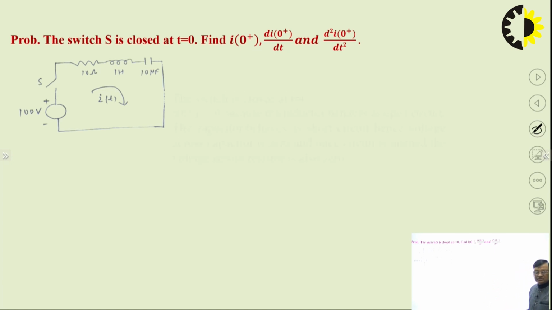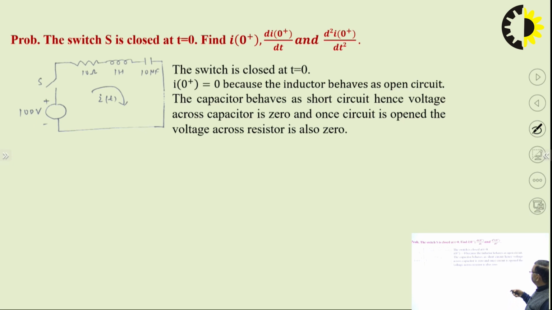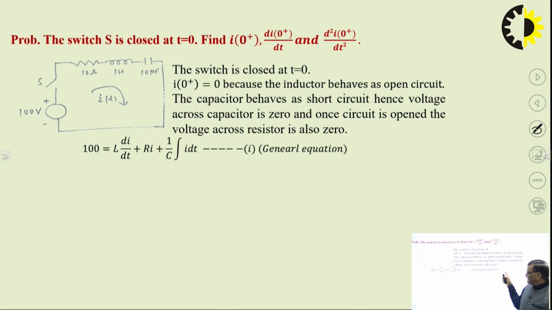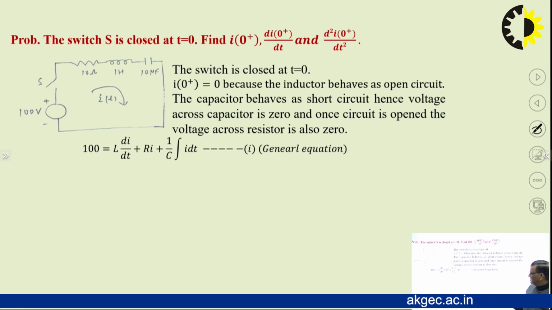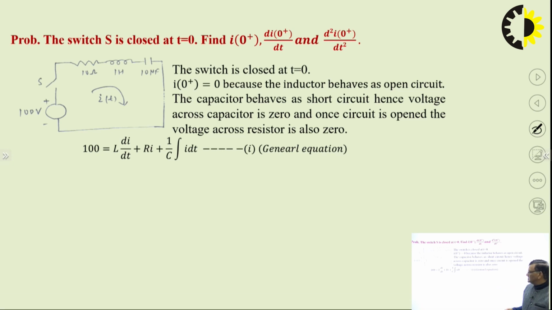When the switch is closed, the inductor behaves as an open circuit and the capacitor behaves as a short circuit. So at t is equal to 0 plus, when the inductor behaves as an open circuit, I0 will be 0 because the circuit is open. And this is the general equation for any time t: 100 equals L di/dt plus Ri plus 1 by C integral of i dt, and there is no initial current through the inductor, so V0 minus is 0.